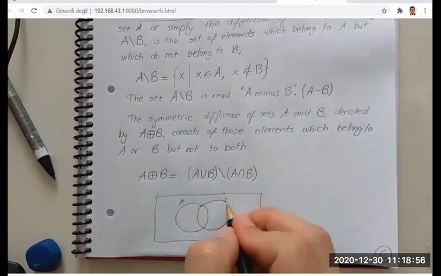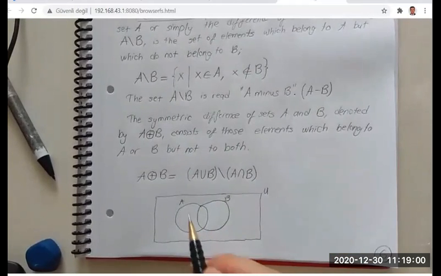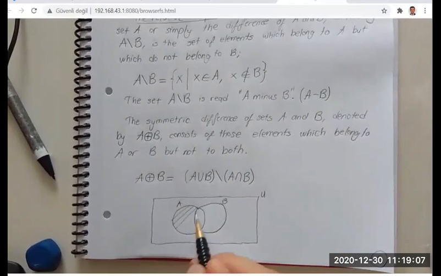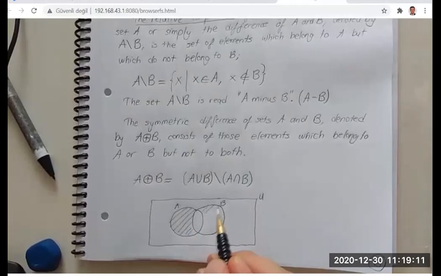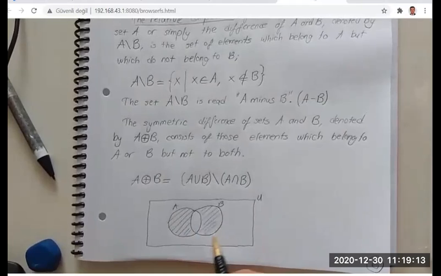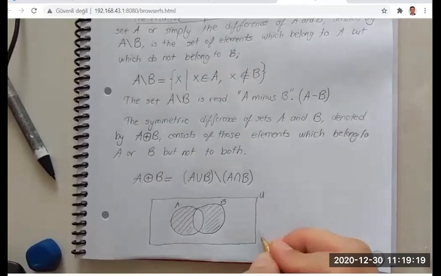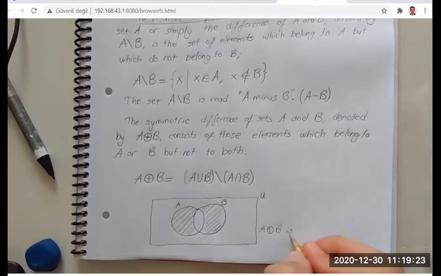A, B, U. Symmetric difference will be shown like here. If you say this is the shaded of A, symmetric difference B is shaded.